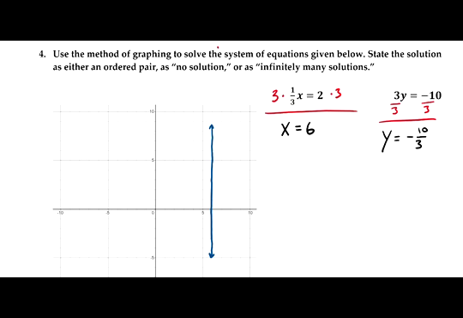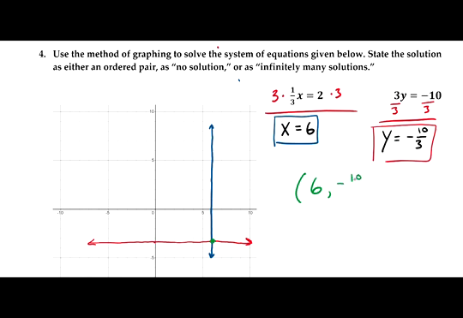So negative 10 over 3, let's say this is the blue line, this is the red line. And so negative 10 over 3, again, that's a little more negative than negative 3. 1, 2, 3, so maybe about right there. So one horizontal line and one vertical line will always meet at one point. And in this case, it's when the x value is 6 and the y value is negative 10 over 3. And this is again another example where the solution is an ordered pair.